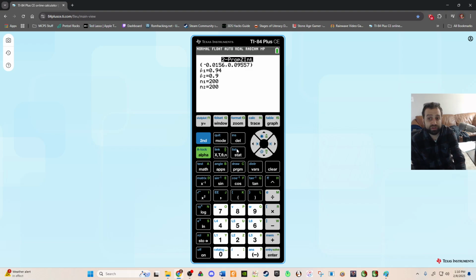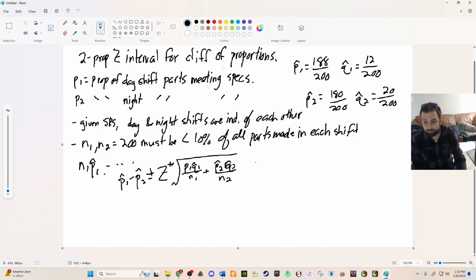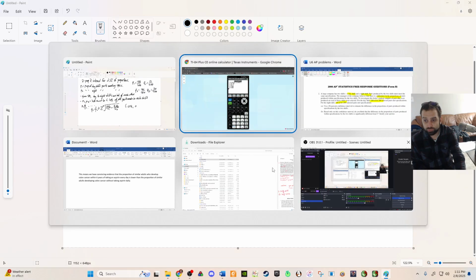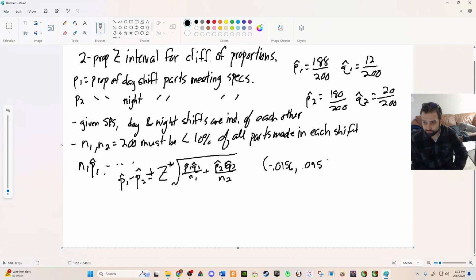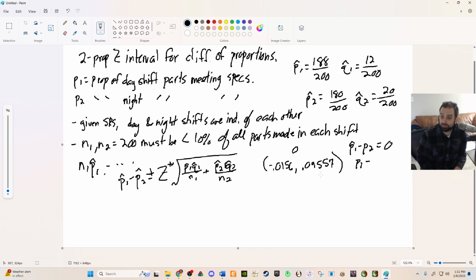Oh, okay. This is a very interesting answer. Put our answer down. Negative 0.0156, 0.0955. Okay. So there's something really important. This interval crosses 0. If it crosses 0, that means there's a possibility that these proportions are the same.